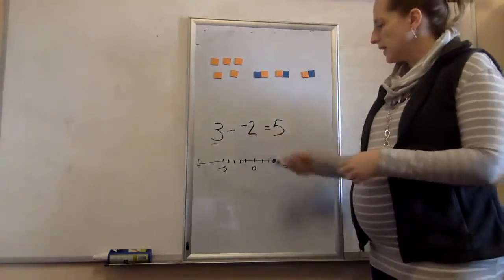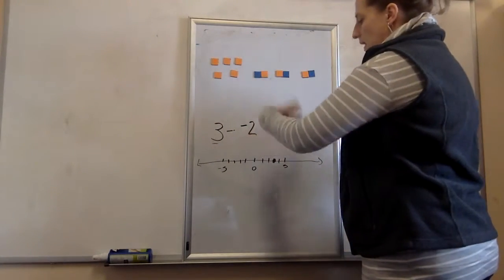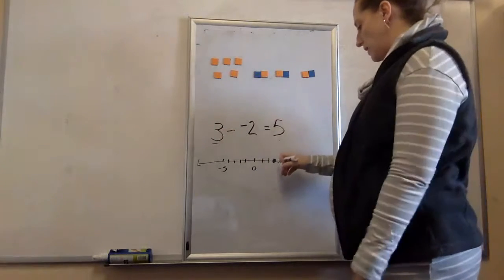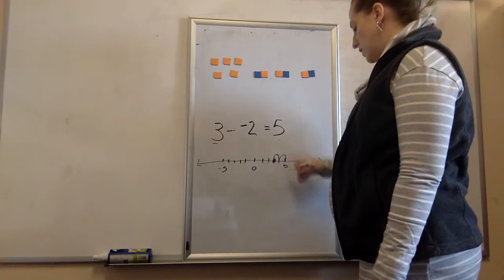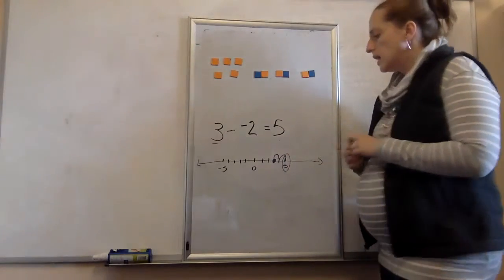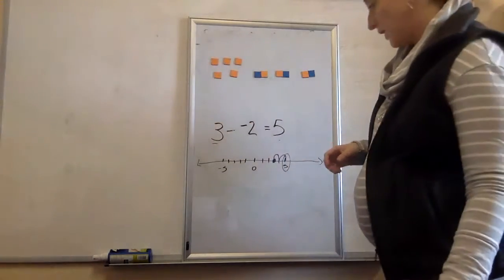So instead of going to the left, subtracting a negative, I do the opposite and I move to the right. So I'm going to move to the right. 1, 2. Ending at 5. Talk a little bit more about that in the number line video.